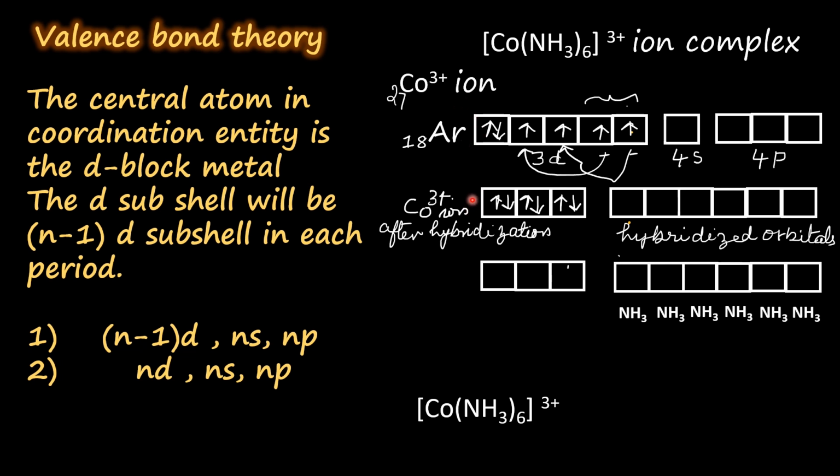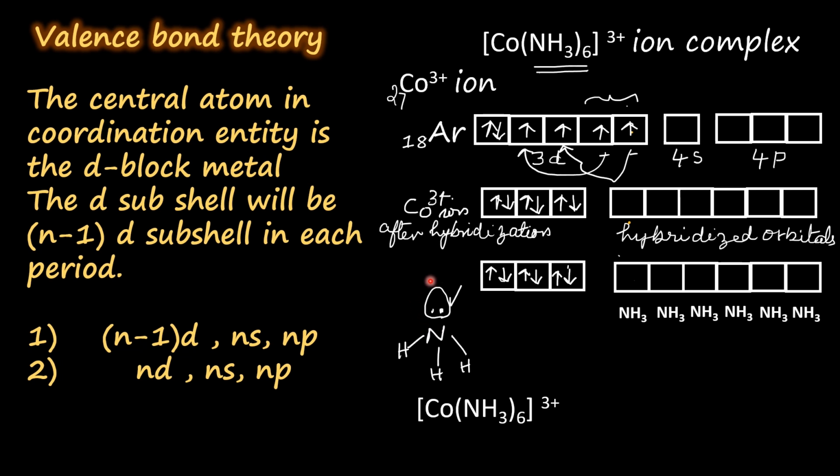This is the orbital diagram of the cobalt 3 plus ion after hybridization. You have to also include argon 18 in the orbital picture diagram. I have not shown it there. Now we will show the linking of 6 ammonia molecules. In ammonia, there is one lone pair. 3 electrons are attached to the 3 hydrogen atoms. This is the lone pair on the nitrogen atom.